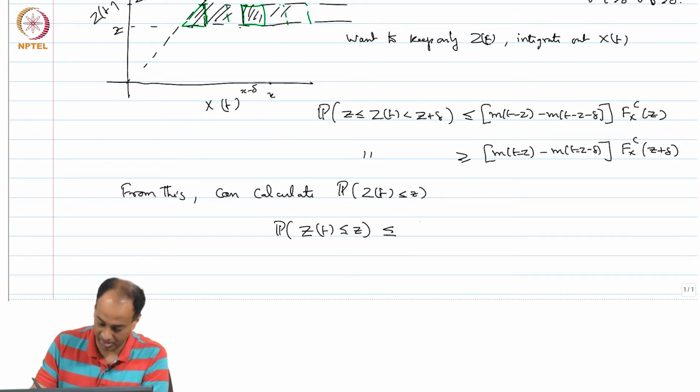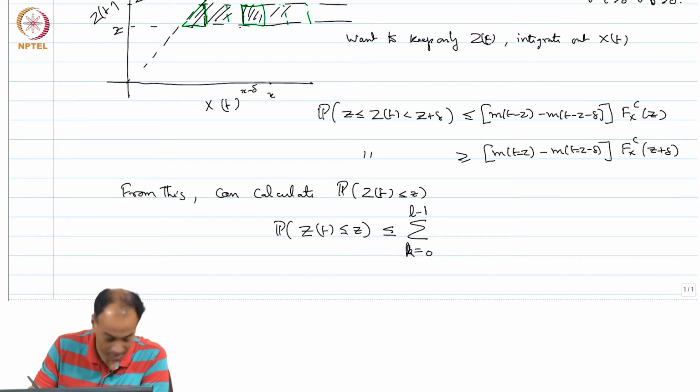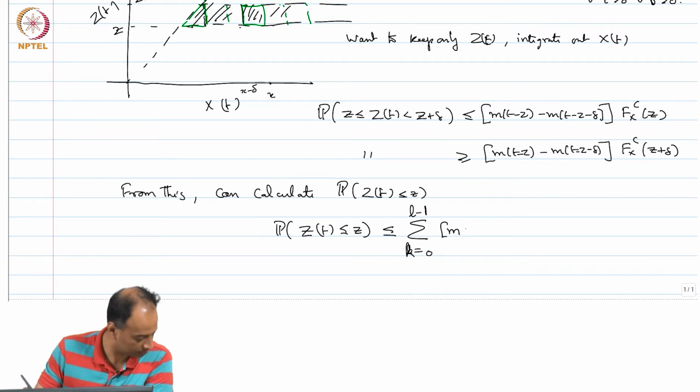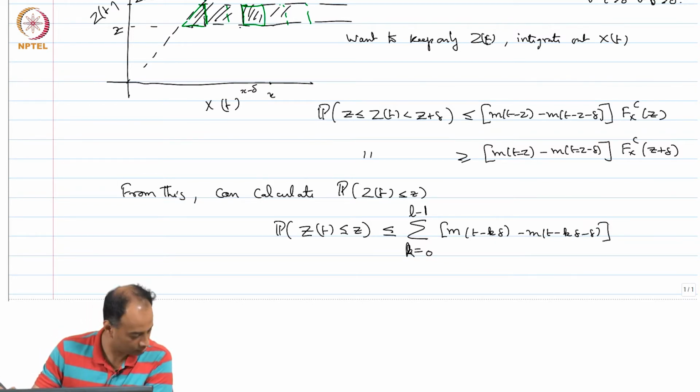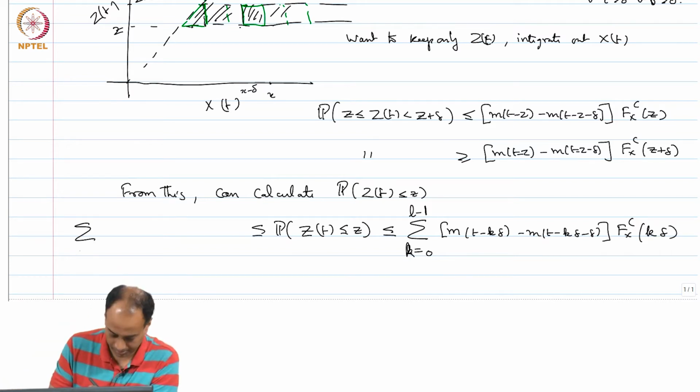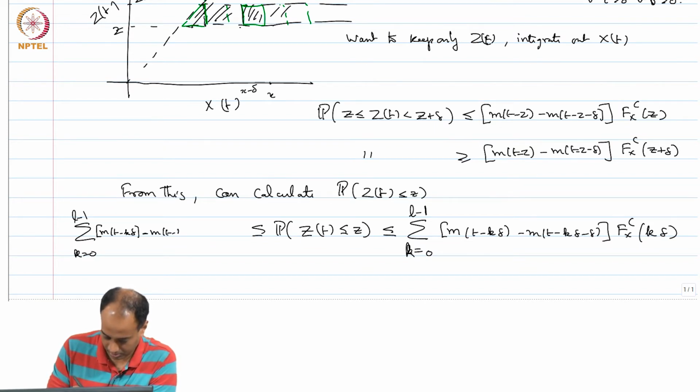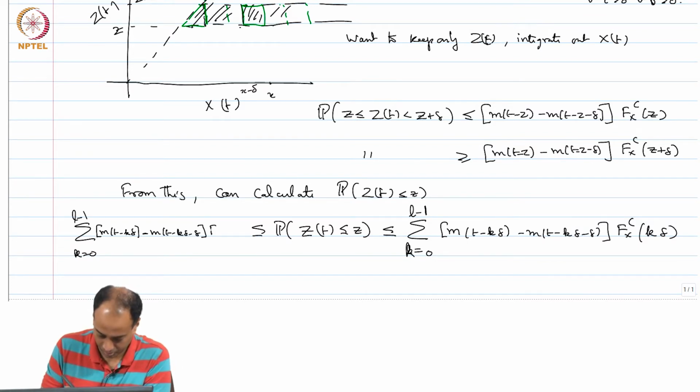You will sum over all the z's, right. You will sum over L equal to 0 to, k equal to 0 to L minus 1, m of t minus k delta minus m of t minus k delta minus delta, times f_X complement of k delta, and the other bound with f_X complement of k delta plus delta.